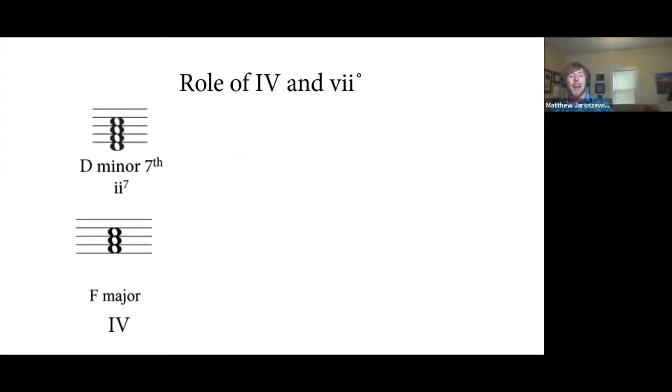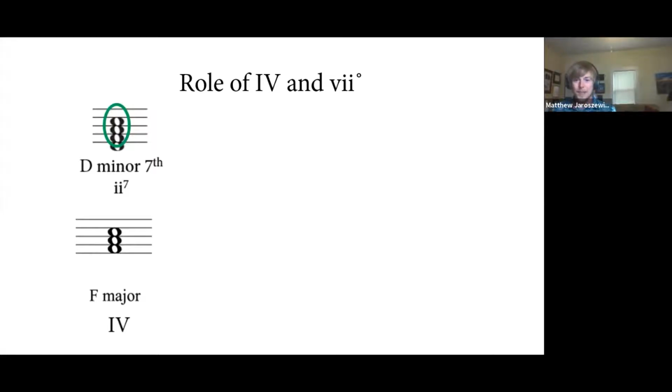So 2 goes to 5, D minor goes to G major, goes back to C major. You can also, of course, have 2 be a minor 7th chord, in this case, D minor 7th. Now, look at the D minor 7th chord alongside the F major triad. The top 3 notes of the D minor 7th chord are the exact same as the only 3 notes in the F major triad, as you can see.